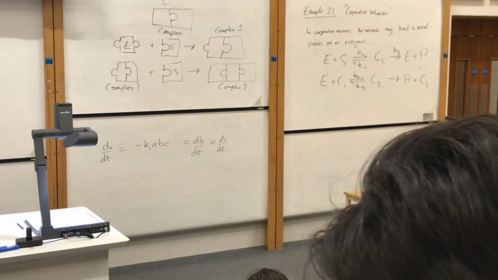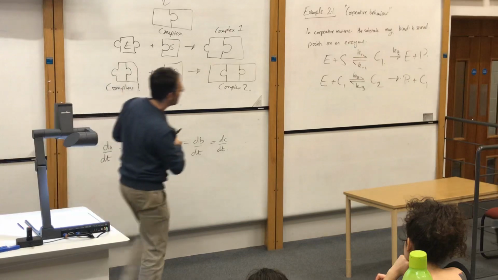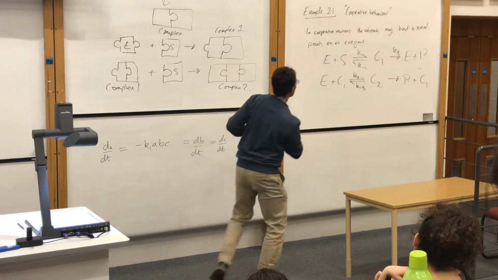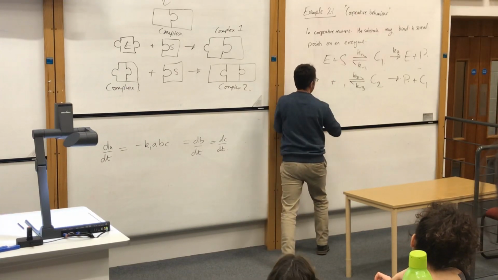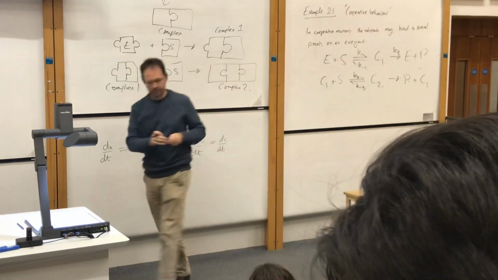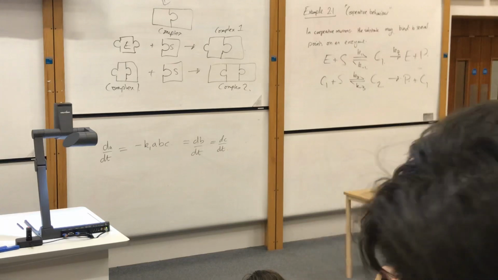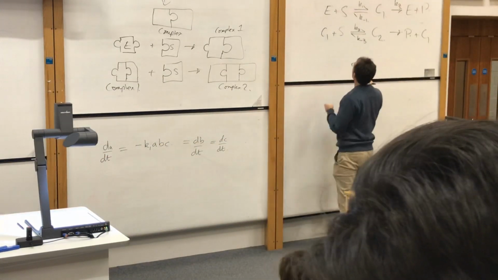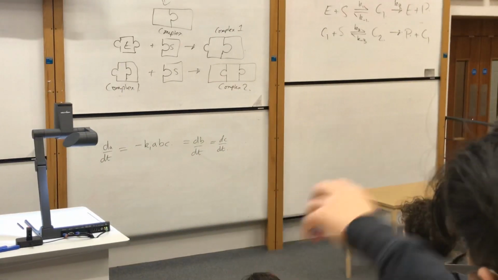It's not C1 plus X. So it's C, S plus... The second equation. Oh, sorry, yes, absolutely. Thanks for that. No, so that should be C1 plus S, yeah. Thanks. Okay. I don't think there's anything else wrong with that. So that's an example of a cooperative reaction.